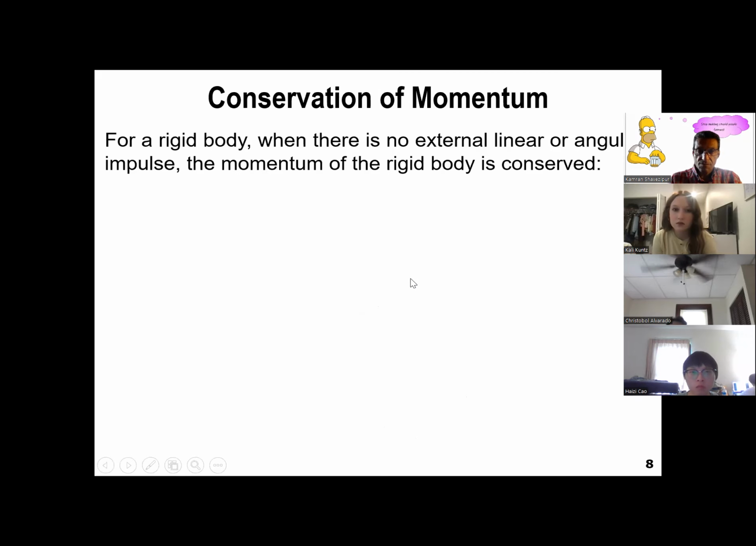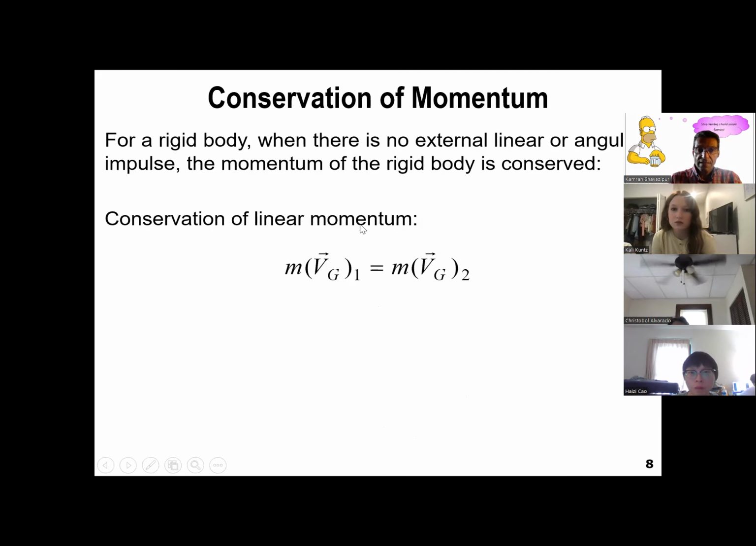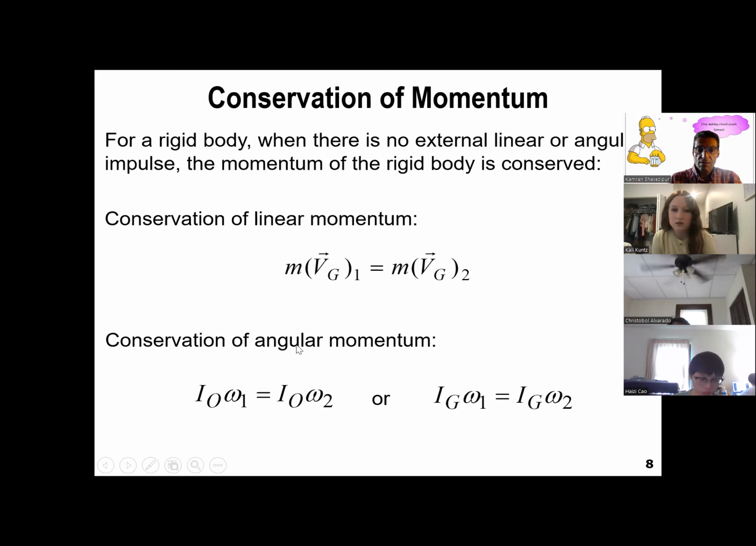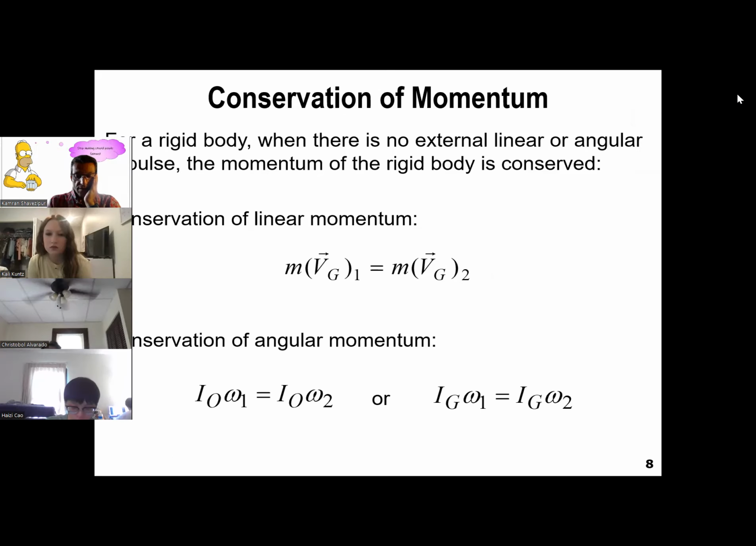conservation of momentum. For the linear, you use mvG1 equals mvG2. For the angular, you either go rotation about fixed point or general motion rotation about center of mass, whichever is easier, and you go from there, right?